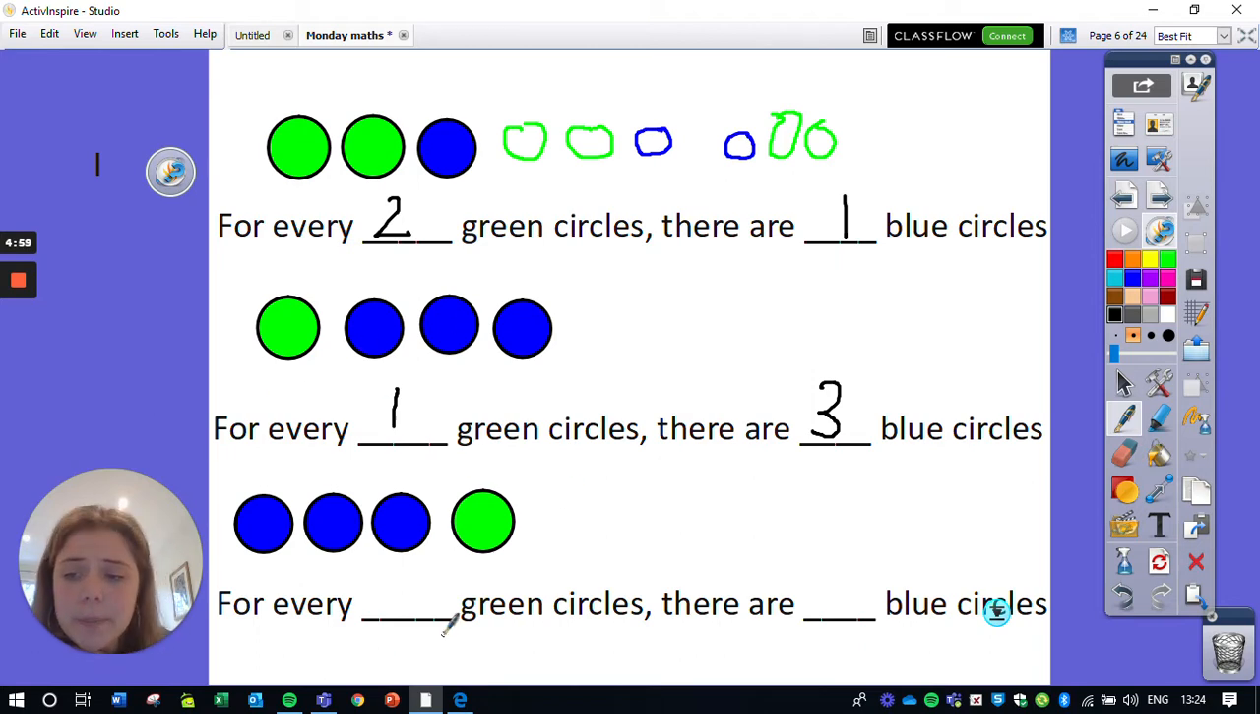Now, let's have a look at the bottom one. We've got the same sentence, but a slightly different pattern. It's in a different order, but how many green circles are there and how many blue circles are there? It's actually exactly the same ratio, 1 green for every 3 blue. So it doesn't matter what order they're in, you just need to have the right quantities, 1 green for every 3 blue.